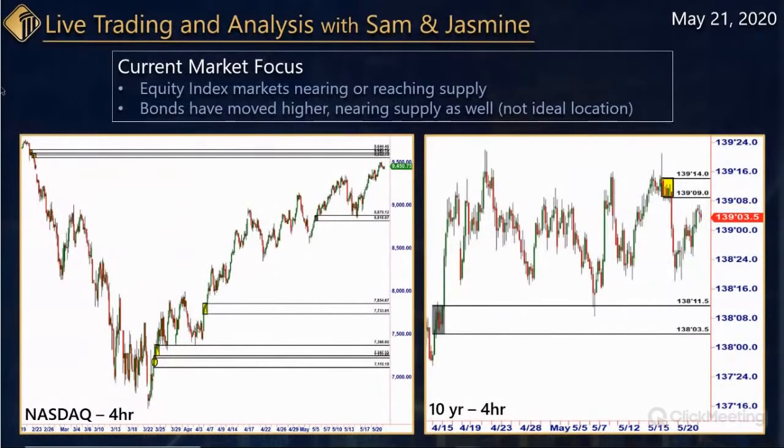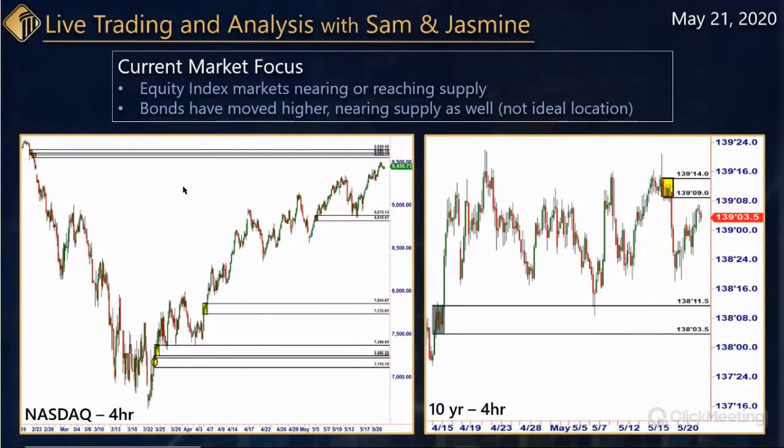Moving on to today, let's dive in. So one of the things to focus on today, if we look at the chart on the left, this is a 4-hour chart of the Nasdaq. Overall, the equity index markets are nearing supply. We've been talking all week, the equity index markets are getting closer to supply. Every day has been a little bit closer. Yesterday, a couple of them actually barely touched those supply zones we've been going over.